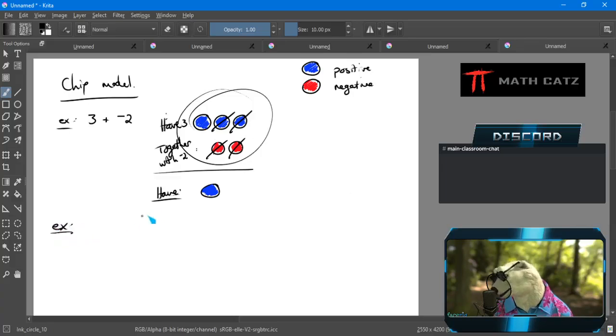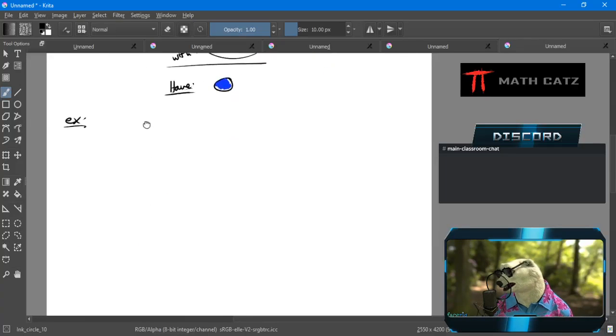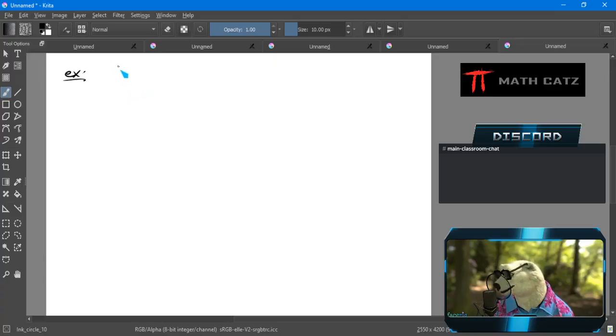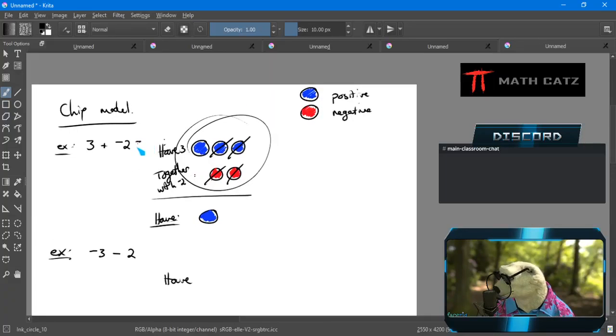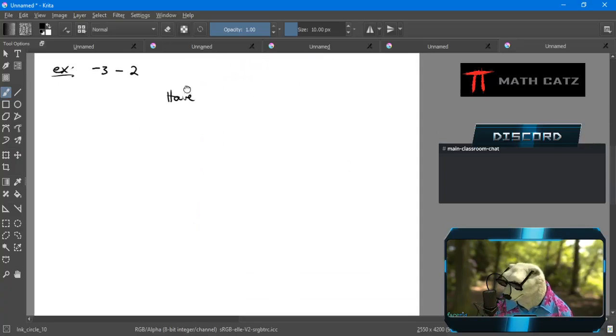Then if we have an example for subtraction, what shall we say? Maybe we can go -3. Let's take away 2. There's no need to draw that many chips. That means I have, we should write our answer, shouldn't we? Equals 1. Not that that was the challenge, really. We have -3. That means I have 1, 2, 3 negative chips.